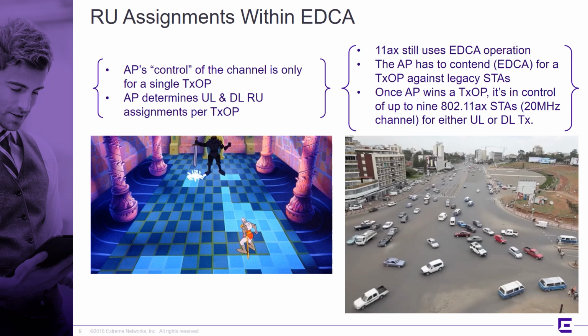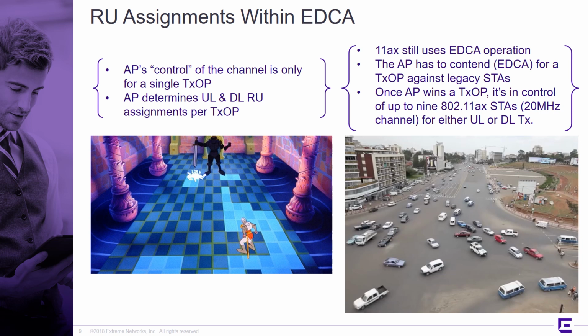As you can see on the left, I've added an illustration from a video game from the 80s called Dragon's Lair, and you can see that the knight is hitting the squares on the floor and assigning different widths that our hero Dirk has to jump around. So that's essentially a pretty good graphical representation of what's happening here as the AP is assigning these RUs to various clients. It's very dynamic, it's fluid on a per TXOP basis.